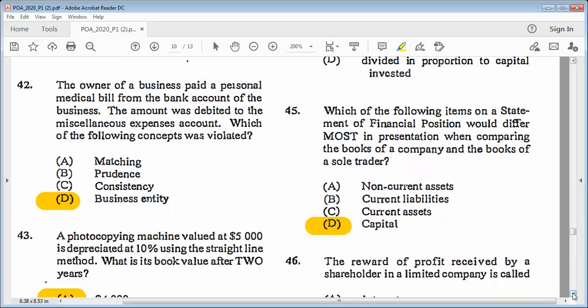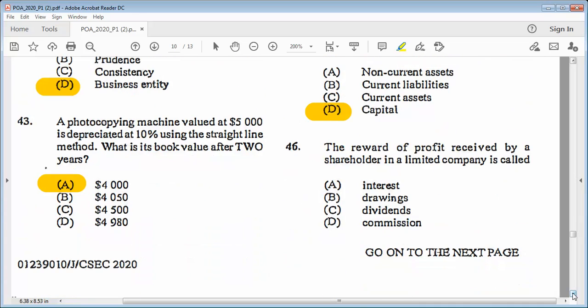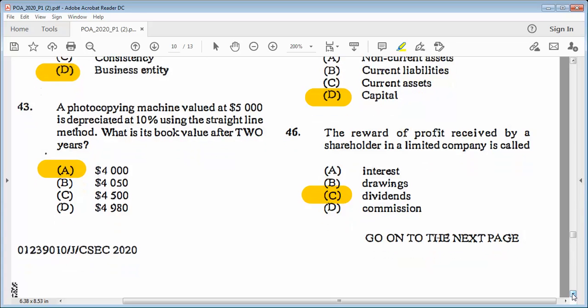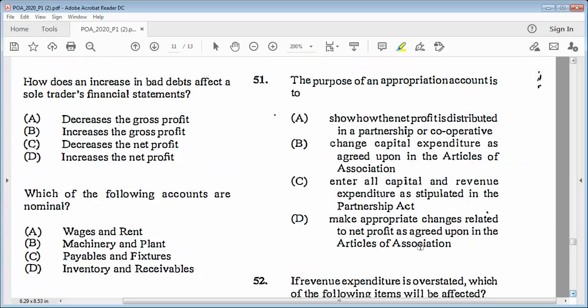Let's go on to 46. It says, the reward of profit received by a shareholder in a limited company is called A, interest, B, drawings, C, dividends, D, commission. We know it is called dividends. Dividends, C. Reward of profit received by a shareholder in a limited company.